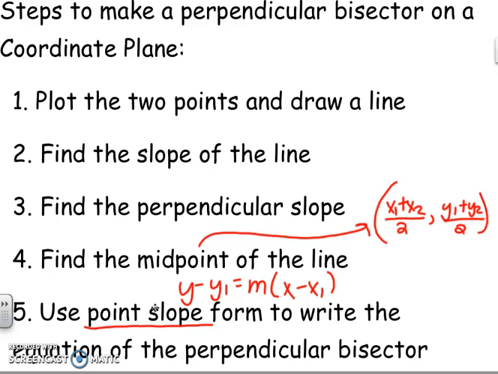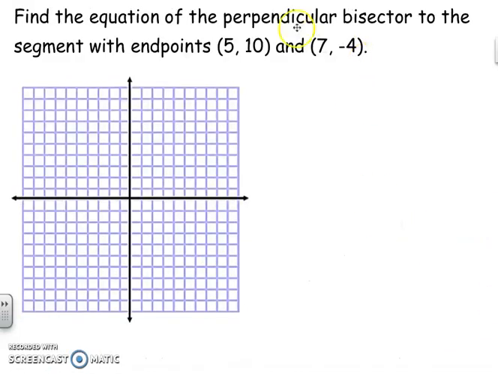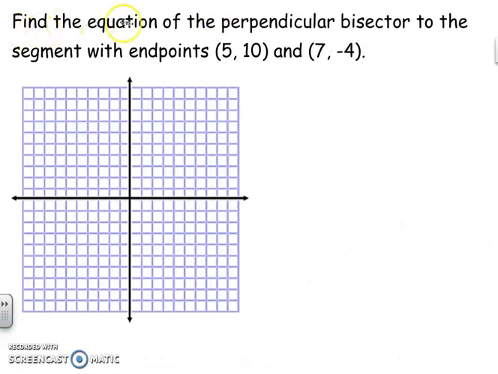Okay? So again, you're going to need the point slope form, the midpoint formula, and how to make something perpendicular. We're going to take a look at one example because they are kind of long. Here's what a problem would look like. Find the equation of the perpendicular bisector to the line segment with endpoints (5, 10) and (7, -4).